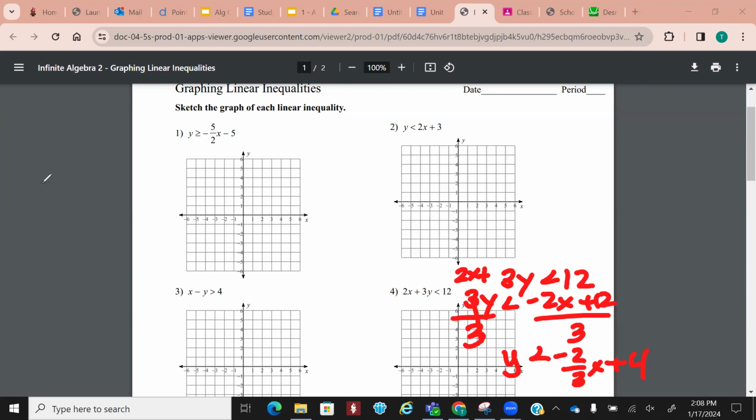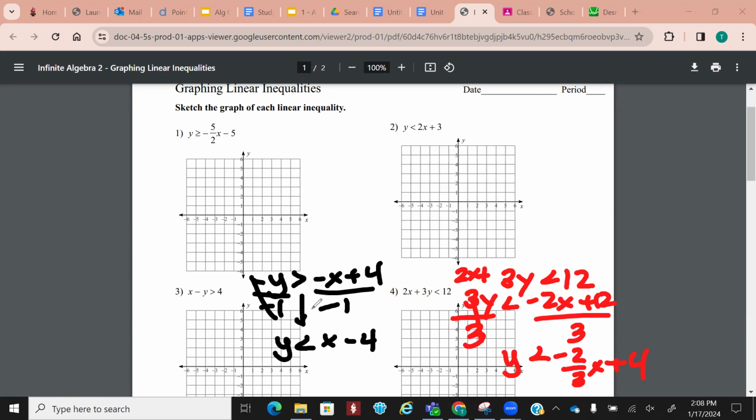For this one, it's a little tricky because we go with a negative y. So if we move the x to the other side, we get -y is greater than -x plus 4. And then we're going to divide by a -1. Funky thing that happens with inequalities: when we divide by a negative number, it flips the inequality. And so that means that we're going to have x minus 4. So y is less than x minus 4. Notice how I flipped that because this guy was negative.